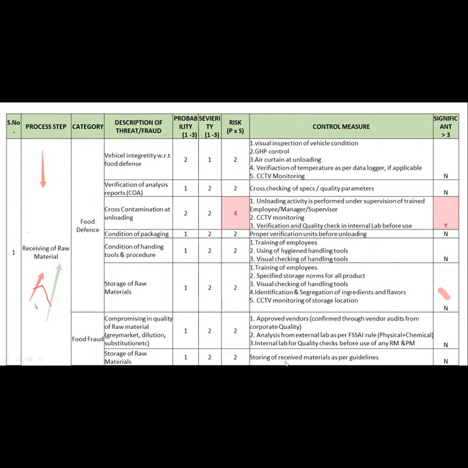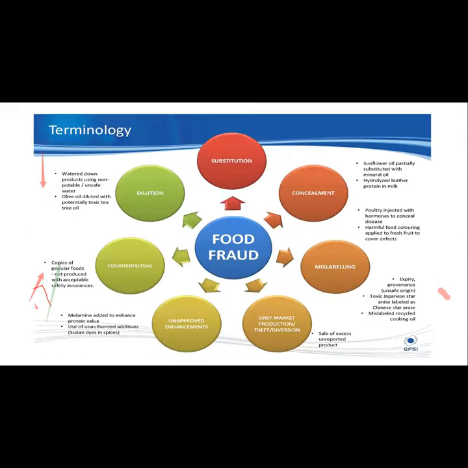The storing of received material should be as per guideline. If it is not as per guideline, for example, the company has to add 2 kg of butter oil in a certain recipe, and due to saving and being economically motivated, he added 1.8 kg butter oil and 0.2 kg palm oil. So it is a substitution or dilution, and it comes under food fraud, which is economically motivated. So let's come to food fraud. What is food fraud?